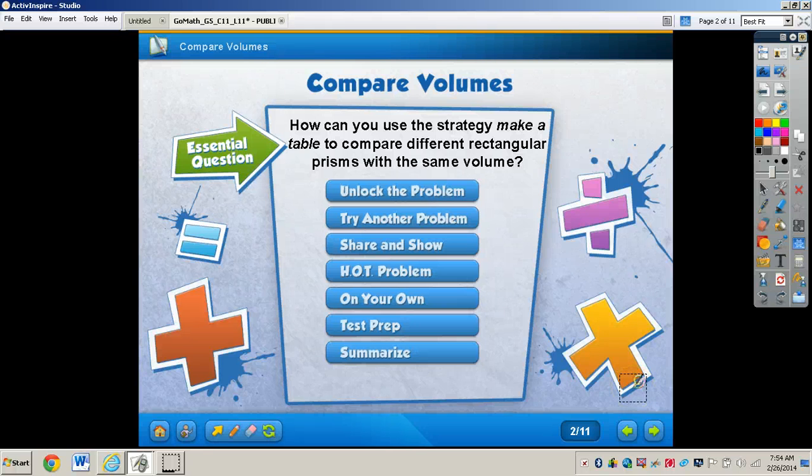In this video, we're going to be taking a look at how you can compare volumes. Now, the essential question we're going to take a look at is how can you use the strategy make a table to compare different rectangular prisms with the same volume.